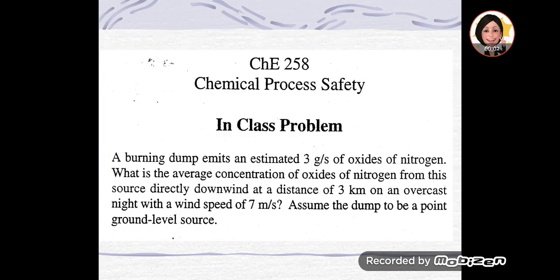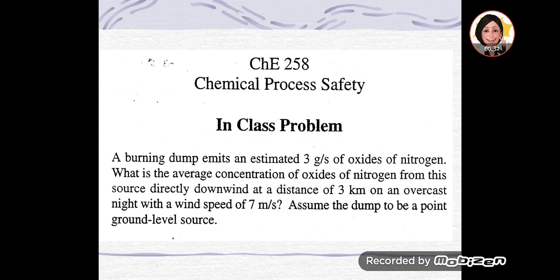Right, let's look into our first problem. A burning dump emits an estimated 3 grams per second of oxides of nitrogen. What is the average concentration of oxides from this source directly downwind at a distance of 3 km on an overcast night with a wind speed of 7 meters per second? Assume the dump to be a point ground level source.